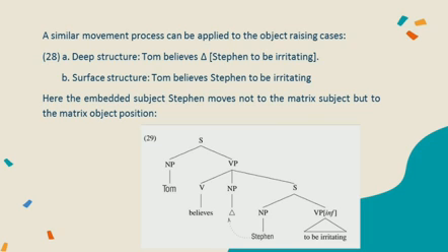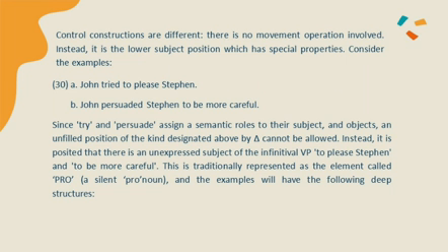And control constructions are different. There is no movement of the kind involved. Instead, it is the lower subject position which has special properties. Consider the examples. 30A, John tried to please Stephen. And B, John persuaded Stephen to be more careful.